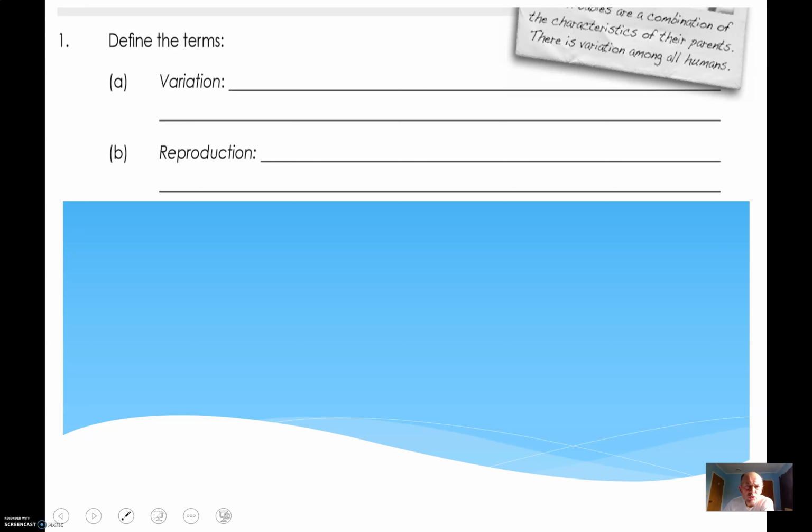Now you've started it going again. I'd like you, in your workbook, to write down these two words. It doesn't have to be done in the slide pad. Variation and reproduction, what they mean. Pause it and have a crack at it, because shortly after I'm going to put the answers up. There they are. So pause that and have a go at it.